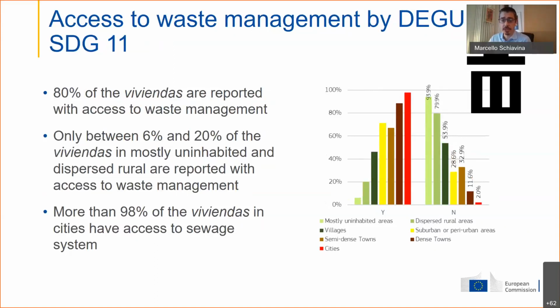We have the access to waste management service. The pattern is a bit less linear, but still low access in mostly uninhabited areas, about 6%, and villages stand out with 46%. But suburban and peri-urban areas have more access to this service than semi-dense towns. This is probably because the service can be managed easily in the main core town or urban centers. The suburbs of peri-urban areas are linked, while semi-dense towns are by construction isolated towns.